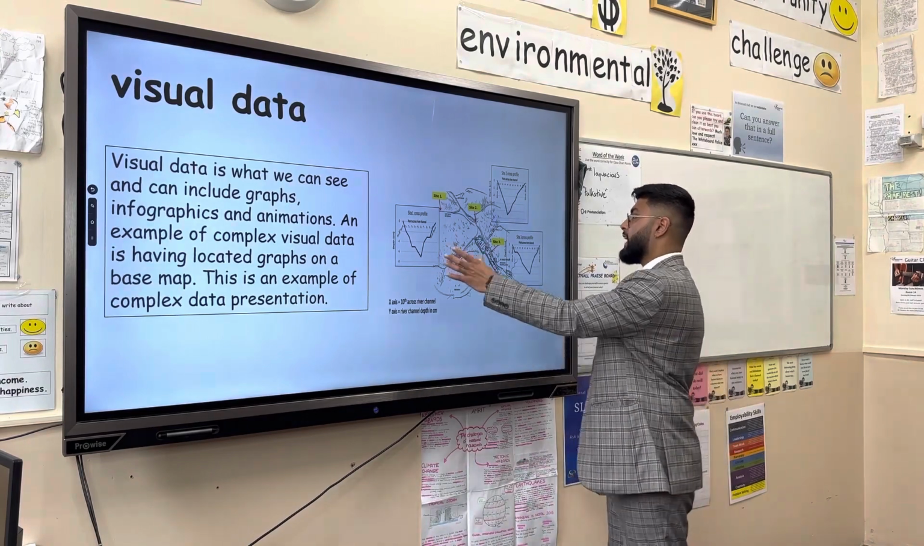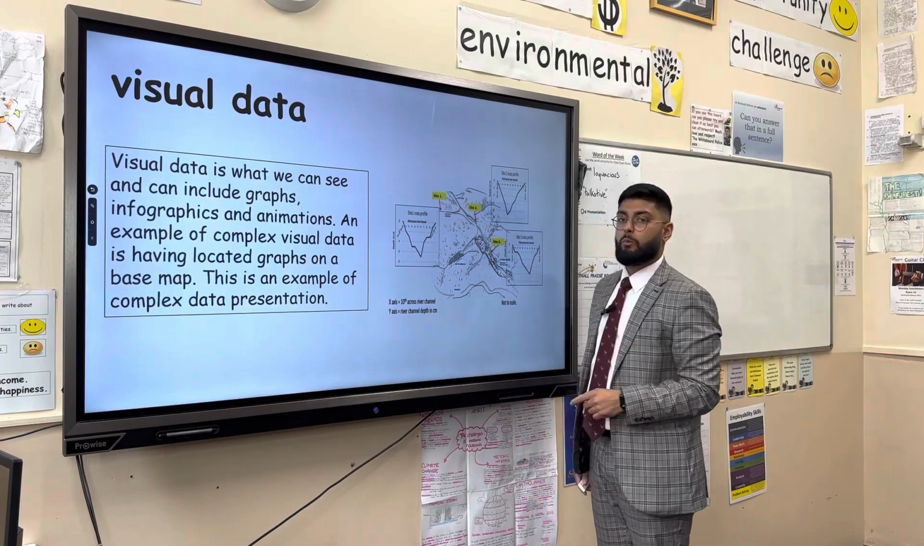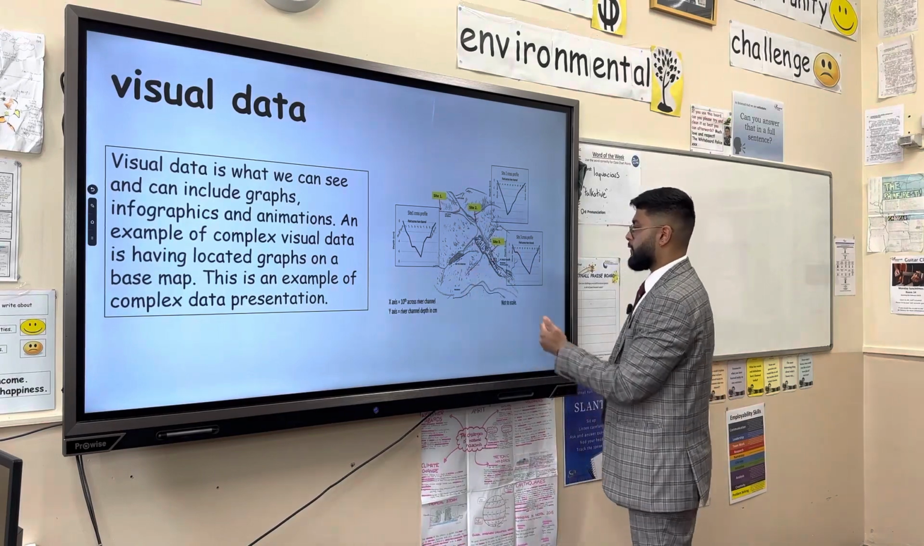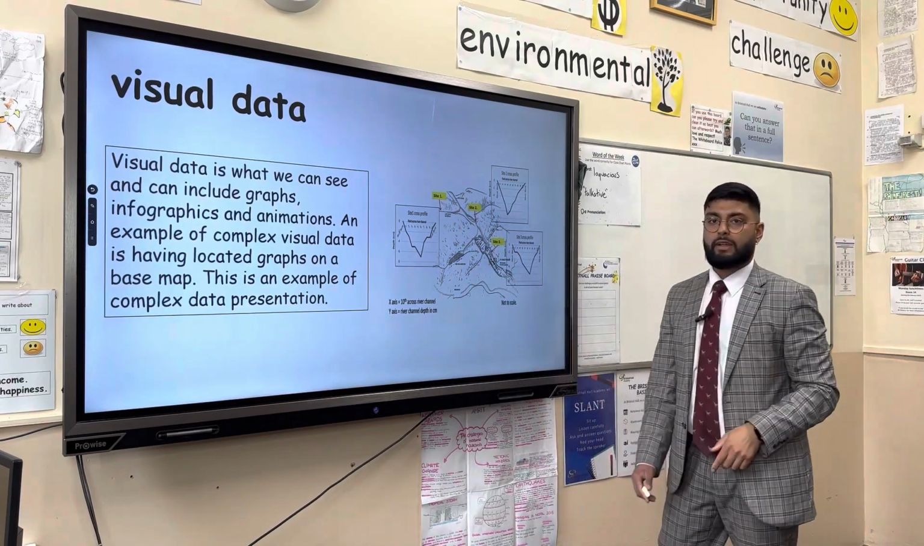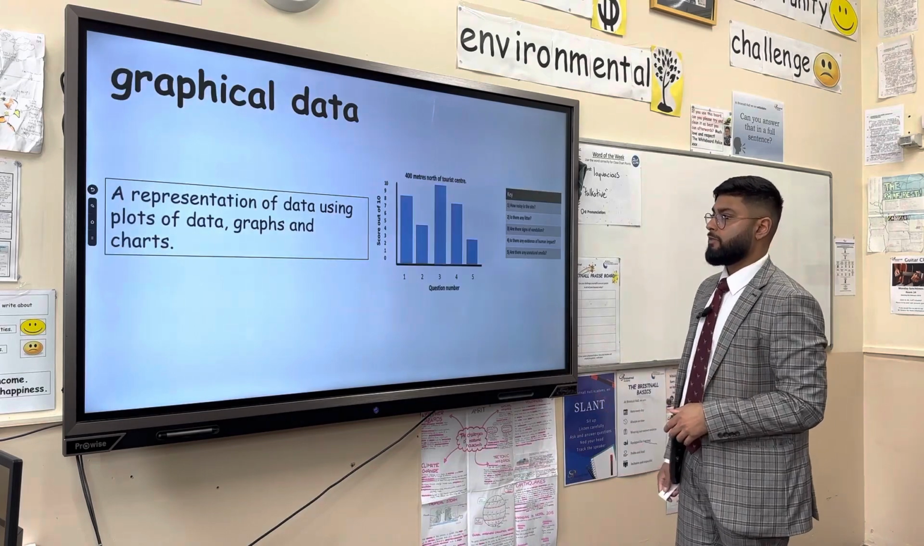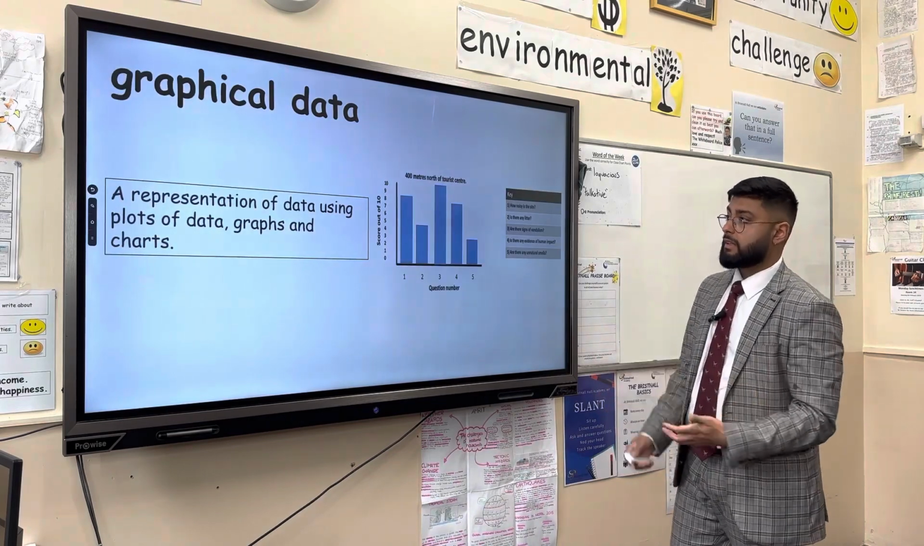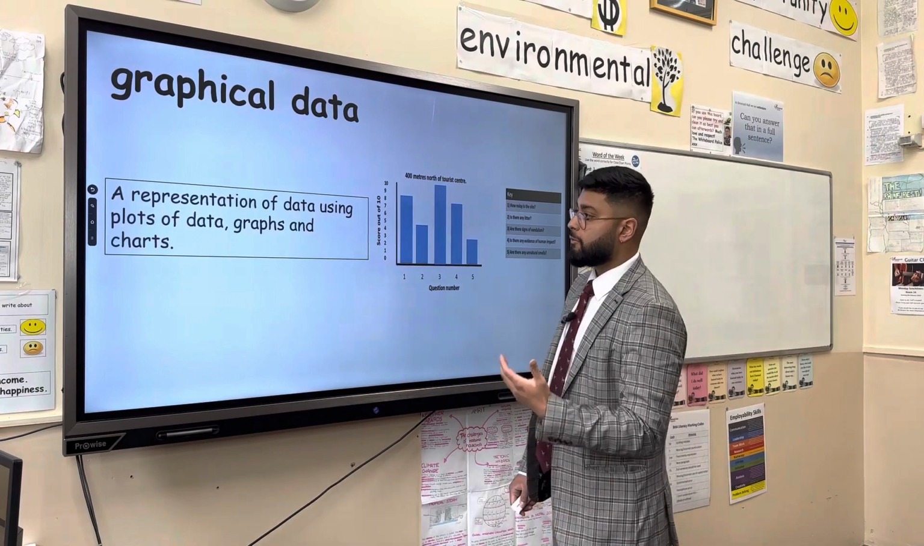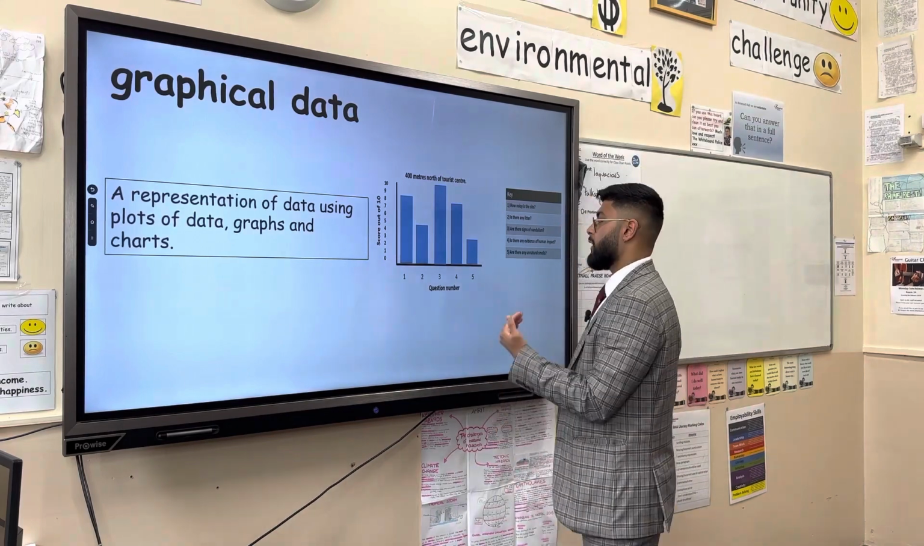So we can see exactly the river at this point, site 1, looks like that, whereas the river at site 3, the cross profile, looks like that. So it's been located, it's been made really visual. Whereas graphical data is a representation of data using plots of data, graphs and charts.